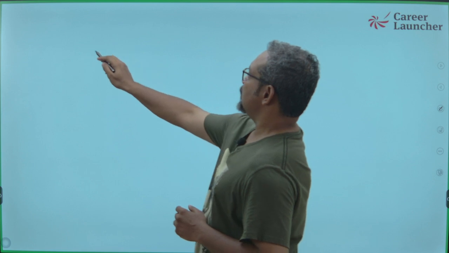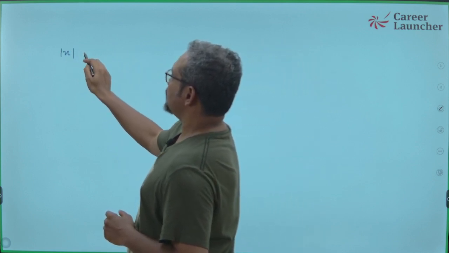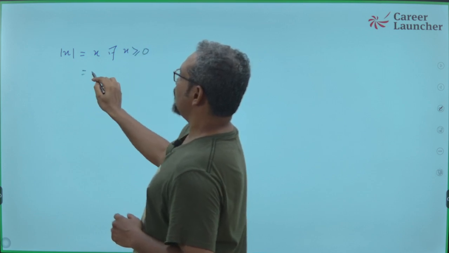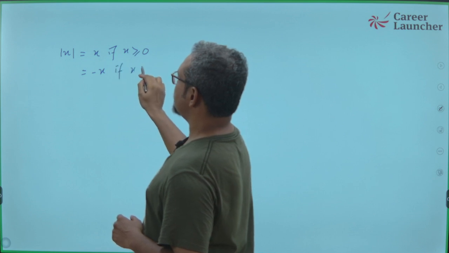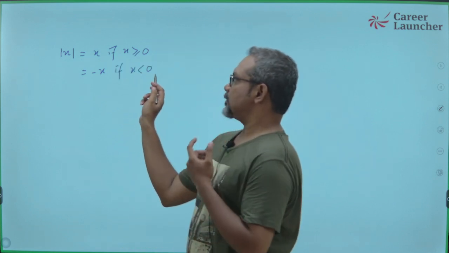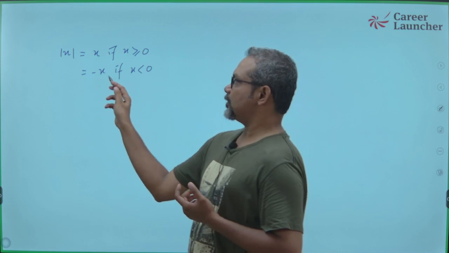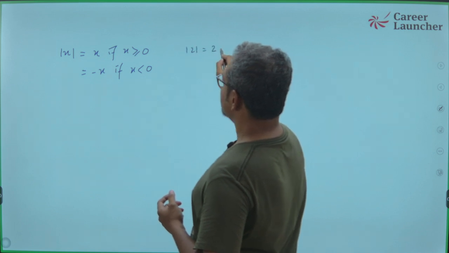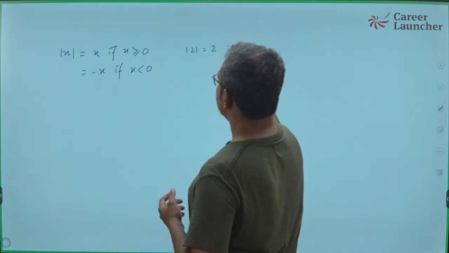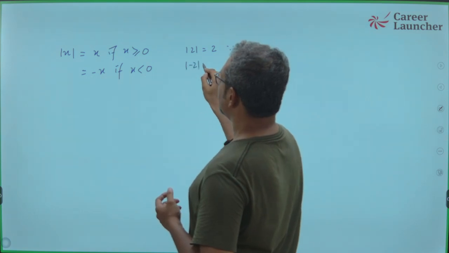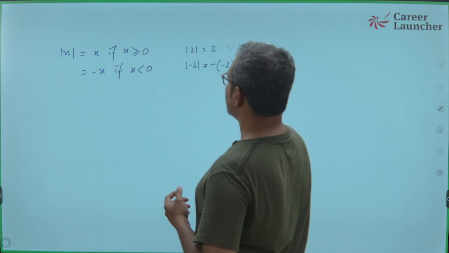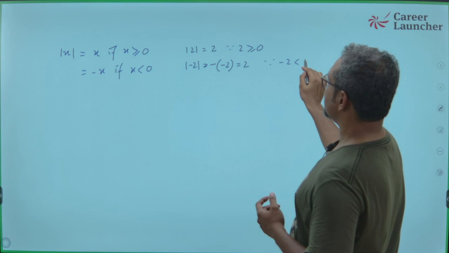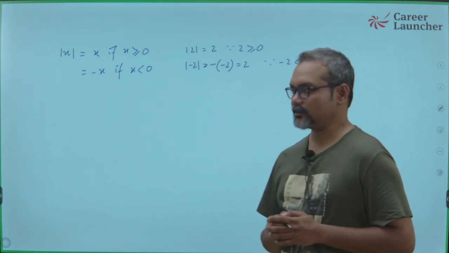So in essence it is mod of x is equal to x if x is positive or 0, but it is negative x if x is negative. The point to note is, if x is a negative number, negative of the negative will become positive. So example, mod of 2 is 2 since 2 is greater than or equal to 0. Mod of negative 2 is minus of negative 2, which then becomes 2. Why did we do that? Since negative 2 is less than 0. So this is the basic definition.